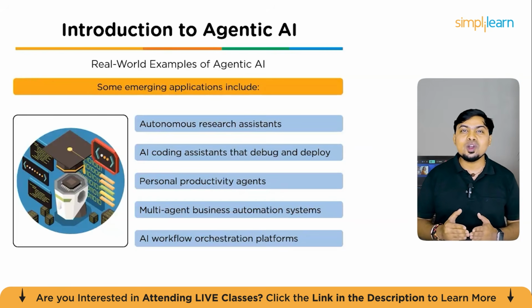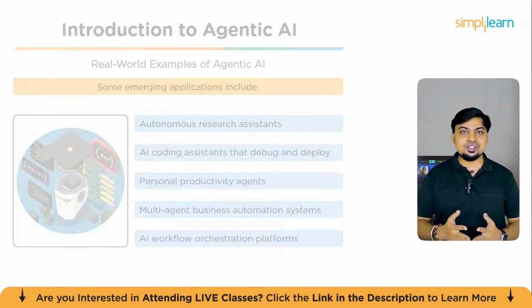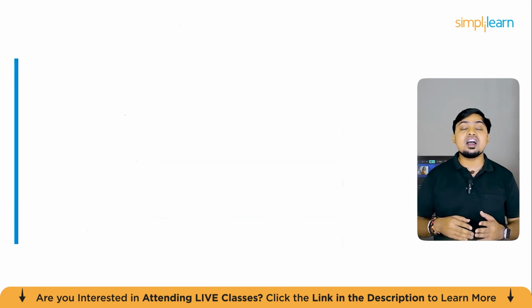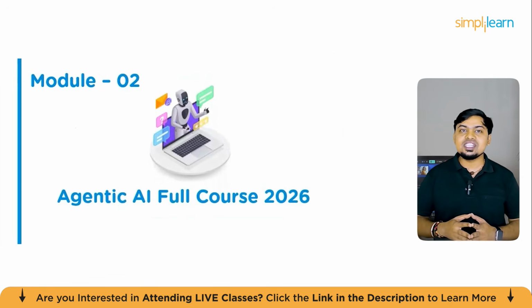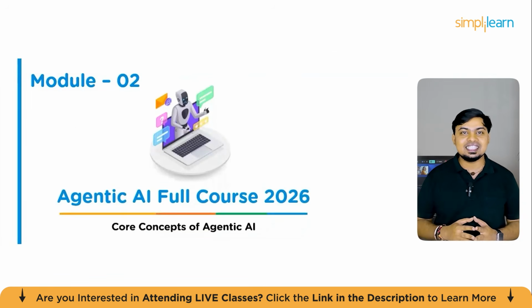Now that we have a strong understanding of what agentic AI is, how it evolved, and why it is transforming industries, we are ready to move to the next chapter. In the upcoming section, we will explore the core concepts and architecture that make agentic AI systems work behind the scenes. Now we enter chapter 2, which is about core concepts of agentic AI.